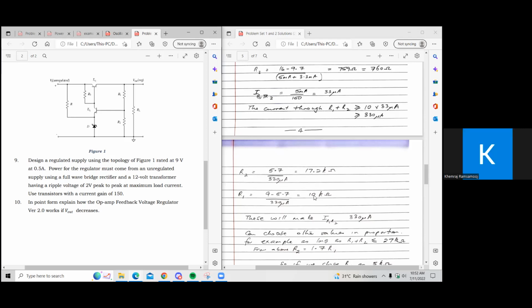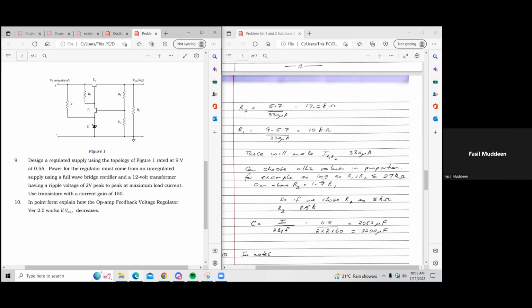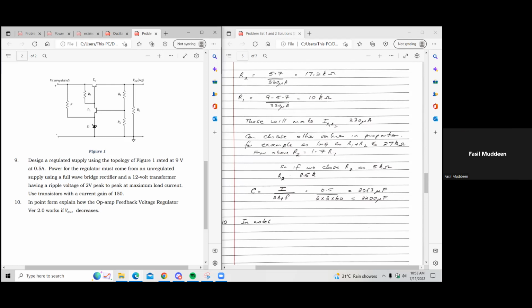Right? So R1 will be 9 minus the 5.7, right? Yeah. So C is equal to 0.5 all over 2 by 60. Yeah, assuming it's at 60 hertz.